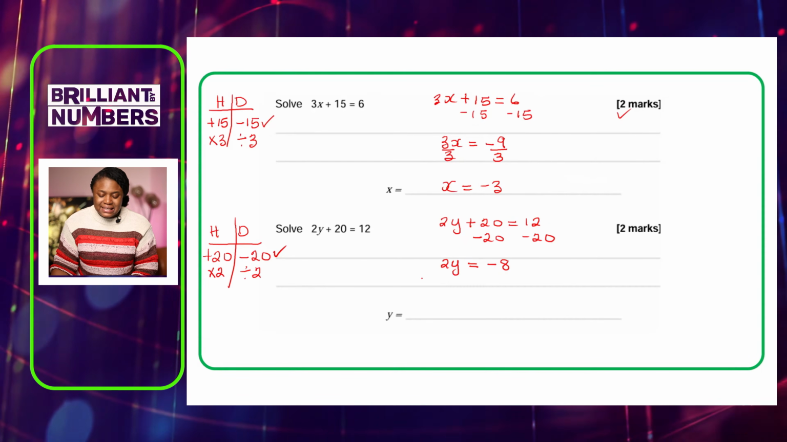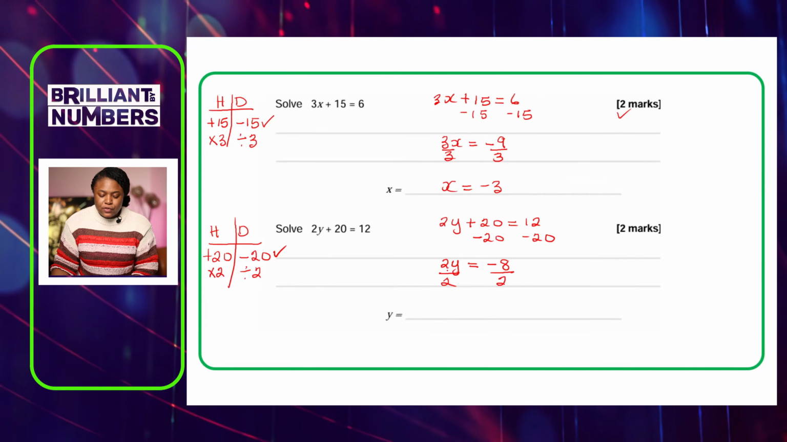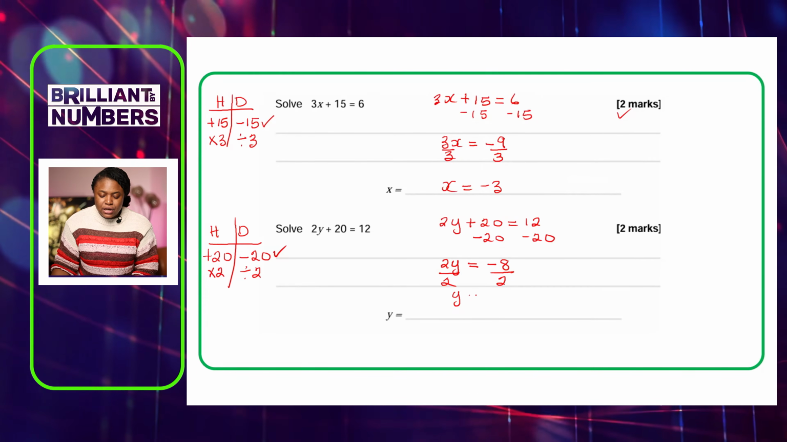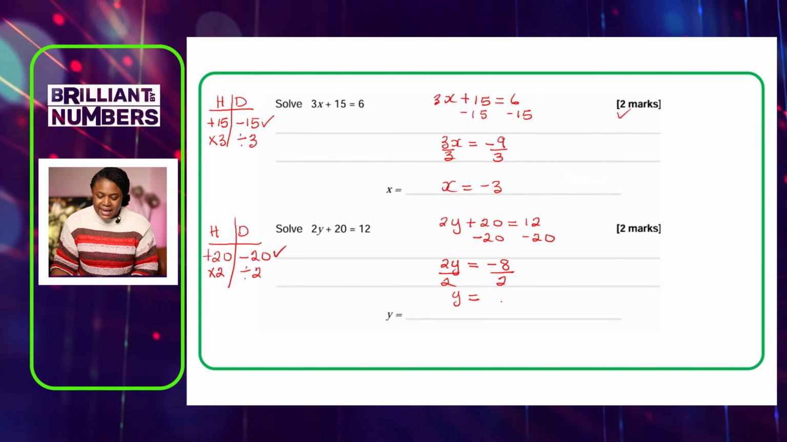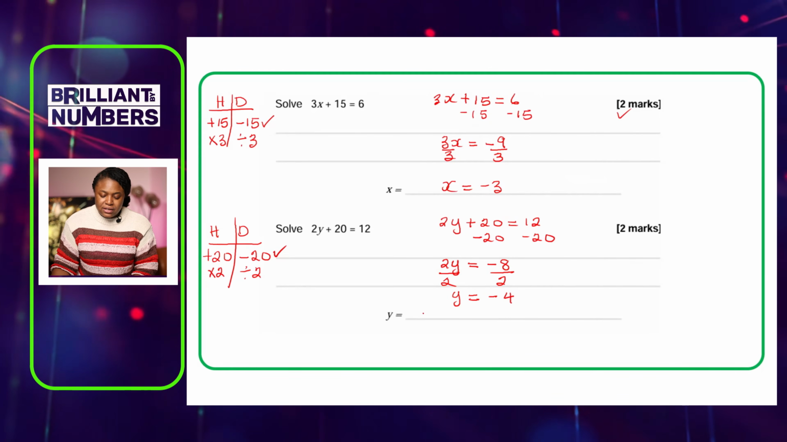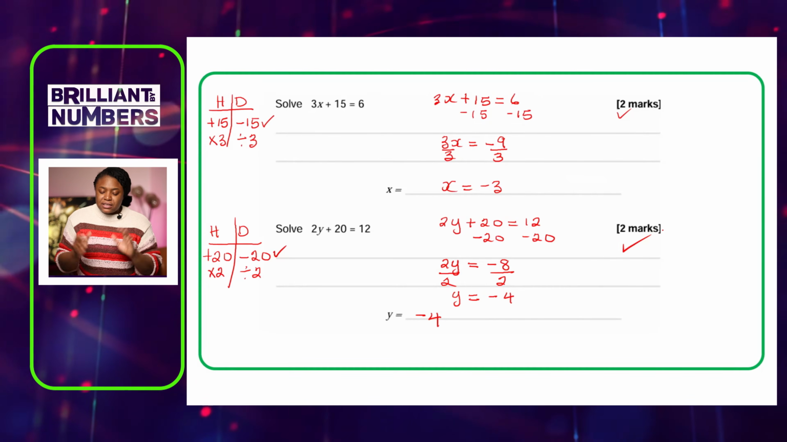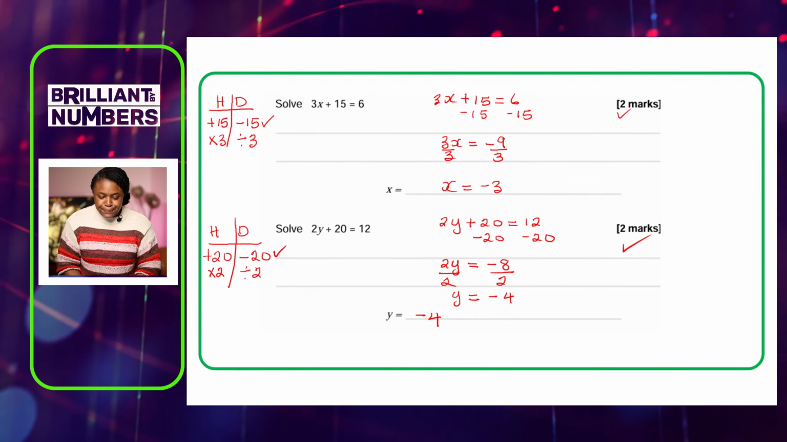I now need to divide by 2 on both sides. So we've got y left on this side equal to minus 8 divided by 2 is minus 4. So I can just add that to my answer line. Nice and calm, easy, 2 markers there.